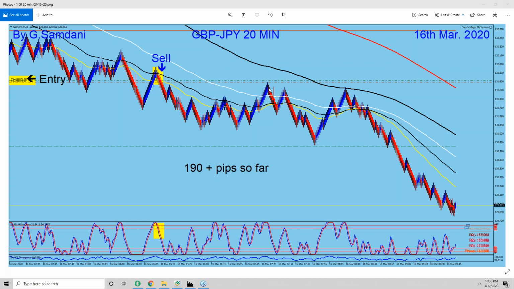My SL almost got hit here, and even if it did, I would make an entry here again, or here maybe, after the SL hit. So this is the beauty of this setup, that it gives you entry again and again, and even if my SL hit here, that would be at break even. So I was saved here, and then the price moved 190 pips, right?